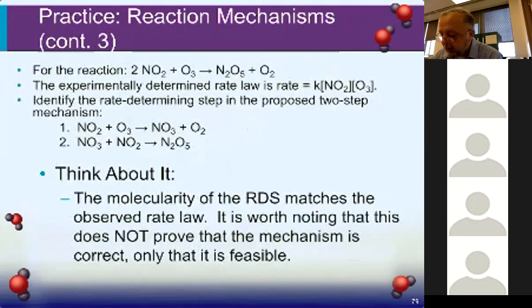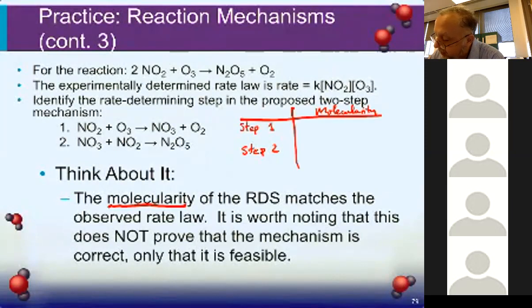Okay, let's look at the molecularities. The molecularity is another concept that you should know. Molecularity of this reaction for step 1 and step 2. So we're creating a table here. The molecularity for step 1 is 2. Why? Because there's 1 and 2 molecules. And here there's 1 and 2 molecules. So it's 2. Both of them are 2.